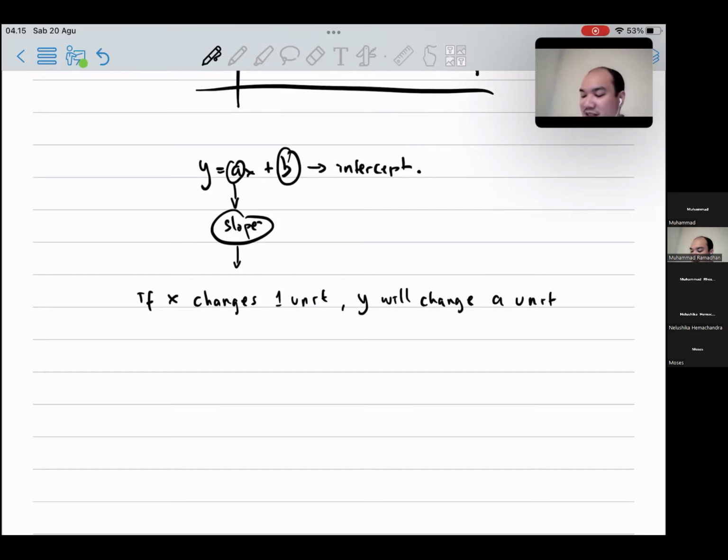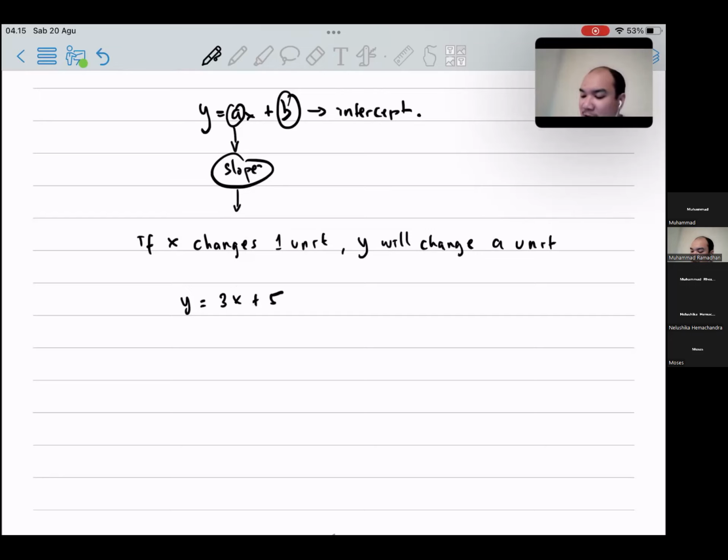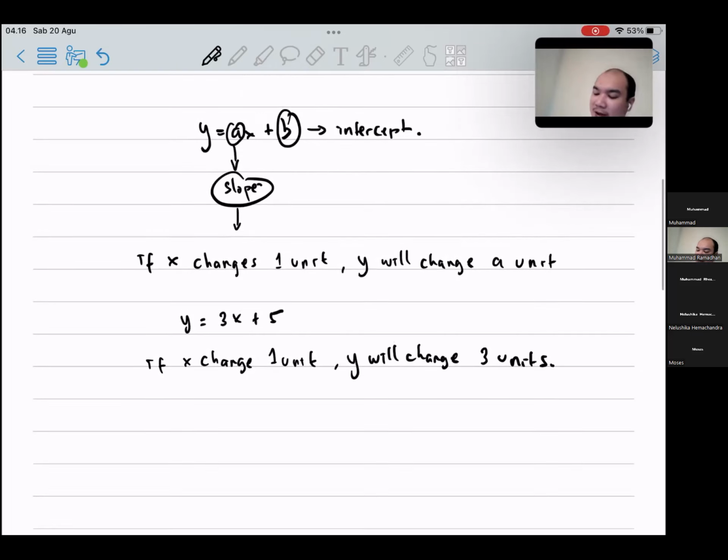For example, if you have y equal to 3x plus 5, and x changes 1 unit, y will change 3 units. So this is the slope.